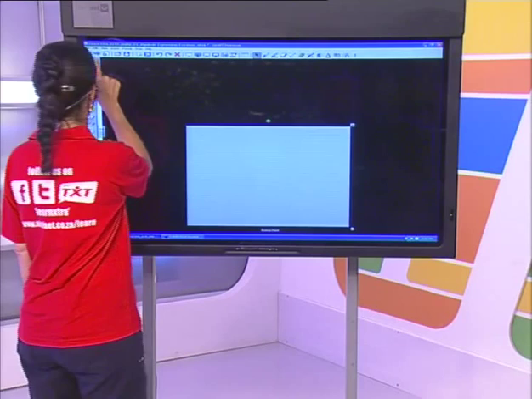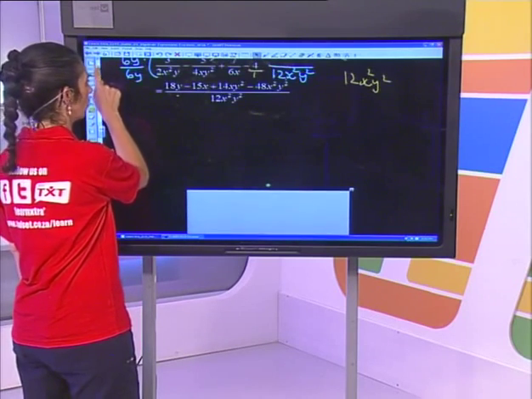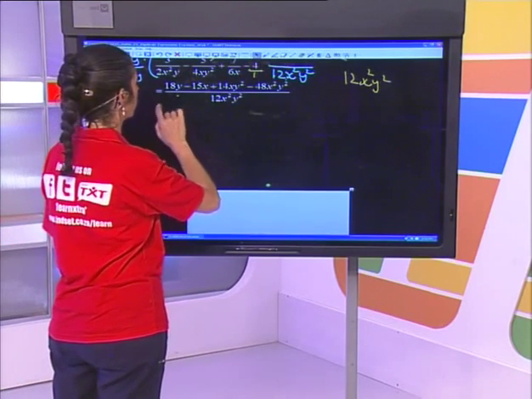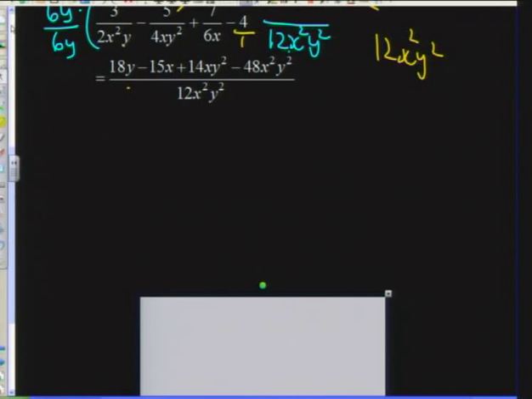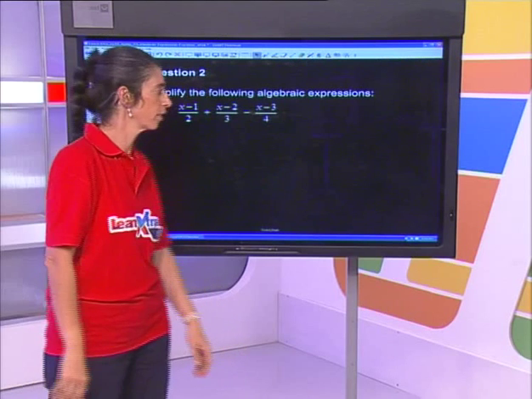Right, so let's just go up a little bit. Okay, so I've now got x y squared. There's no like terms, so that's as far as I can go. I can't keep going any further.